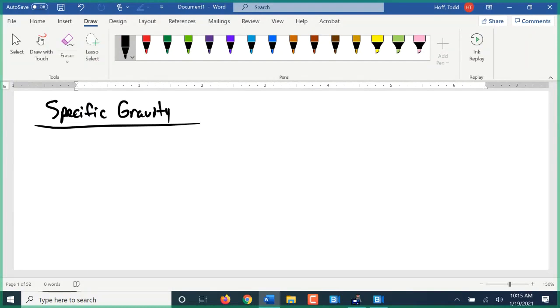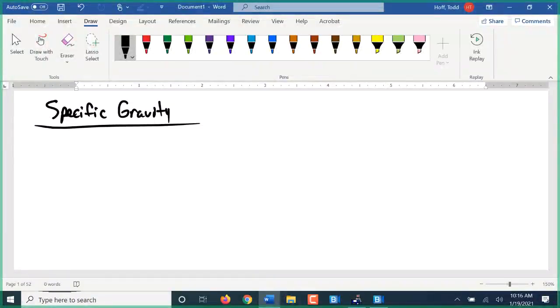Specific gravity is actually important if you get into the structural engineering side of construction, because it talks about the strength of materials. It really talks more about the density of materials. But it's really a matter of the density of the material compared to the density of water.